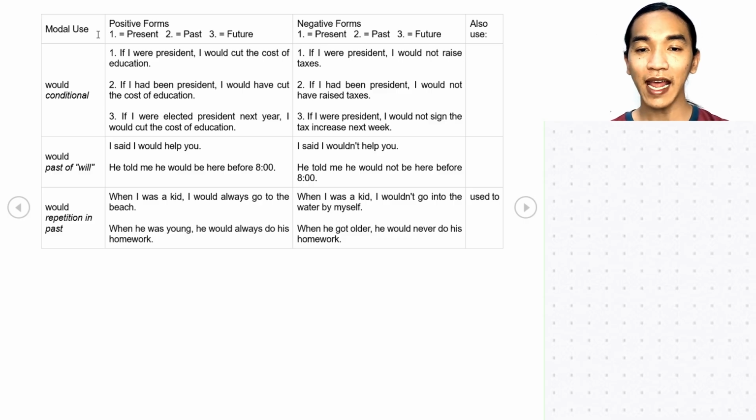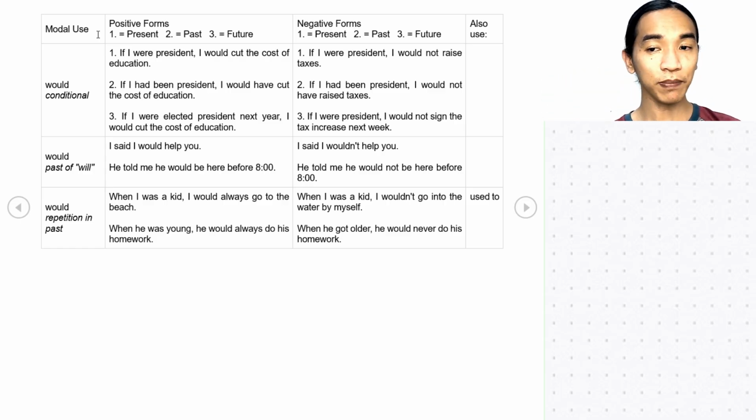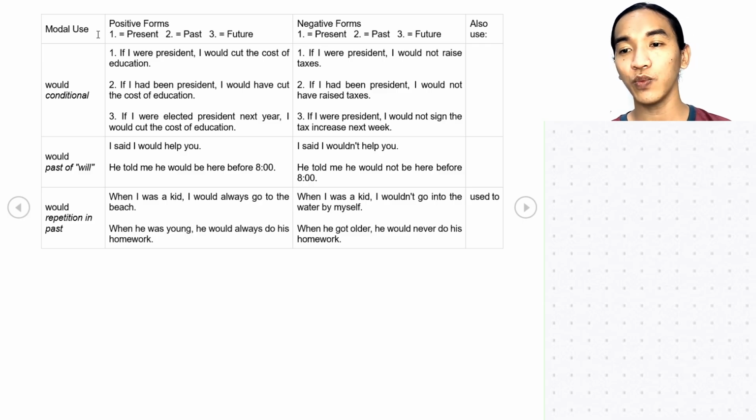Okay? Next usage is would as the past of will. Okay? So example sentences here. I said I would help you. Okay, I said I would help you. So, next one, he told me he would be here before 8. So in this case, it's actually reported speech. Okay, for negative forms, I said I wouldn't help you. Or he told me he would not be here before 8.